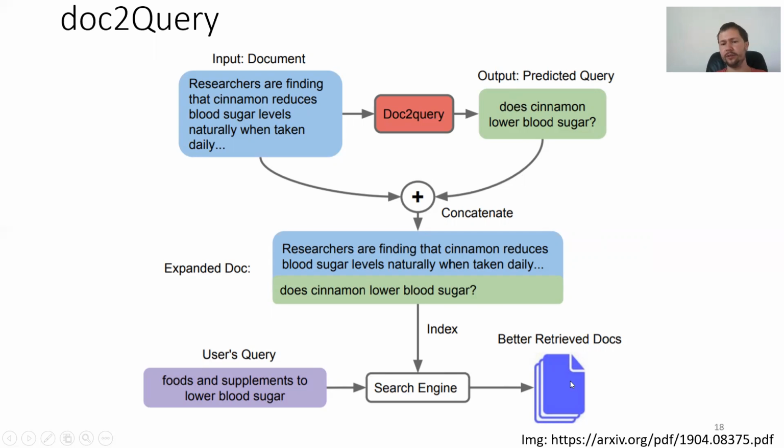And this gives you better retrieved documents because the predicted queries sometimes predict synonyms. It changes the word weights of the paragraph, so it identifies which words are really relevant.